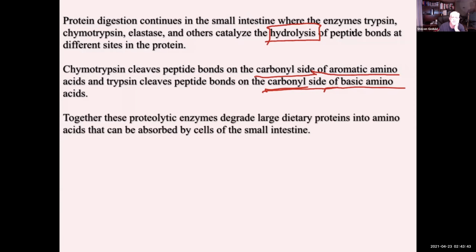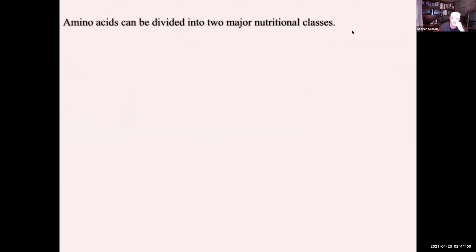Together, these proteolytic enzymes degrade large dietary proteins into amino acids that can be absorbed by cells in the small intestine. So you chop it up into smaller chains first with pepsin, then the other ones, chymotrypsin, trypsin, etc. Break it down into individual amino acids at specific sites.